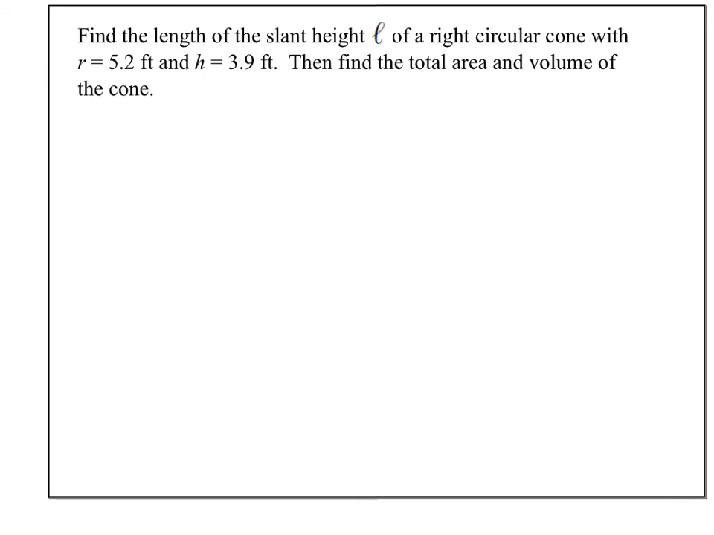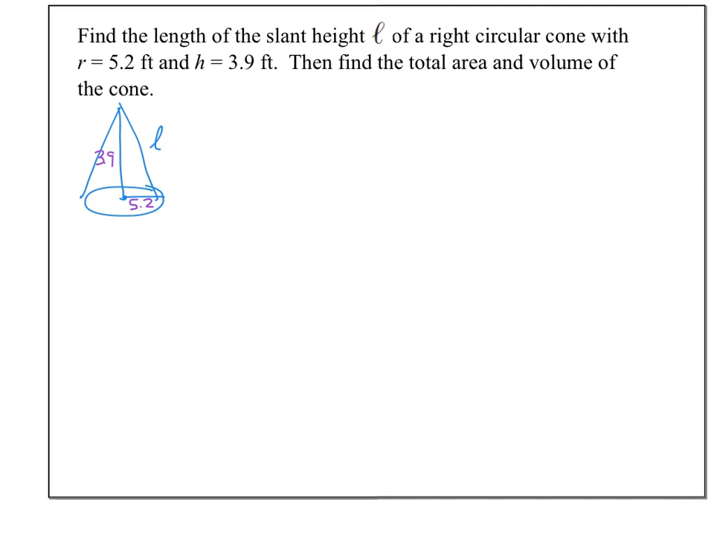Okay, so find the length of the slant height L of a right circular cone with a radius of 5.2 feet and a height of 3.9 feet, and then find the total area and volume of that cone. So what I always do is I draw a picture. It doesn't have to be perfect, but you want to draw a picture. So I know that this is L automatically, and I know that my radius is 5.2, and I know that my height is 3.9. And I want to find the area and volume.